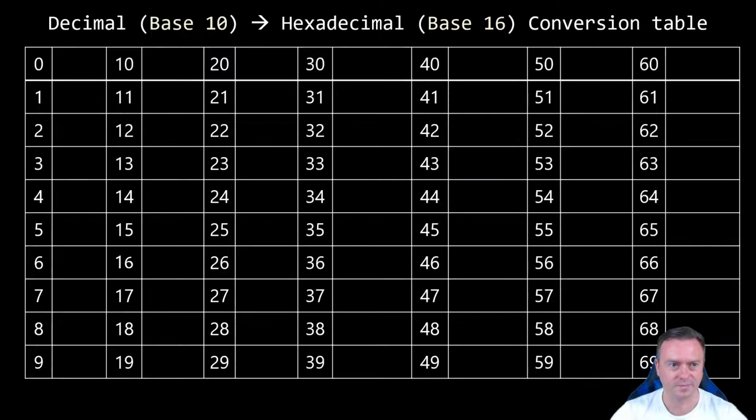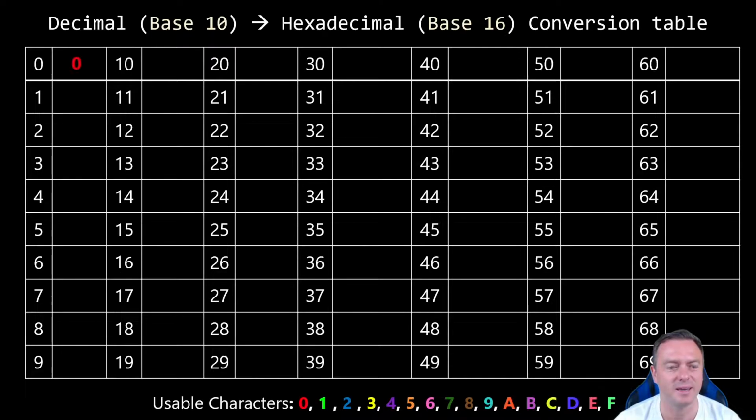Cool. So base 10 equals hexadecimal. If we look at base 16, we would count like this. We would stay the same. So 0, 1, 2, 3, 4, 5, 6, 7, 8, 9. The 10 would then become an A.